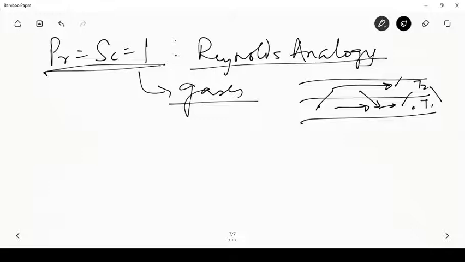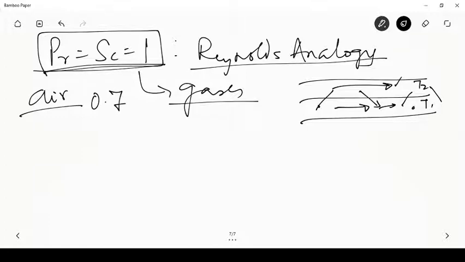So they are analogous and similar mechanisms, and therefore the Prandtl and Schmidt numbers for gases are typically observed to be of the order of 1. So for air, for example, at let us say 20 degrees Celsius and 1 atmosphere pressure, we find that the Prandtl number is about 0.71.